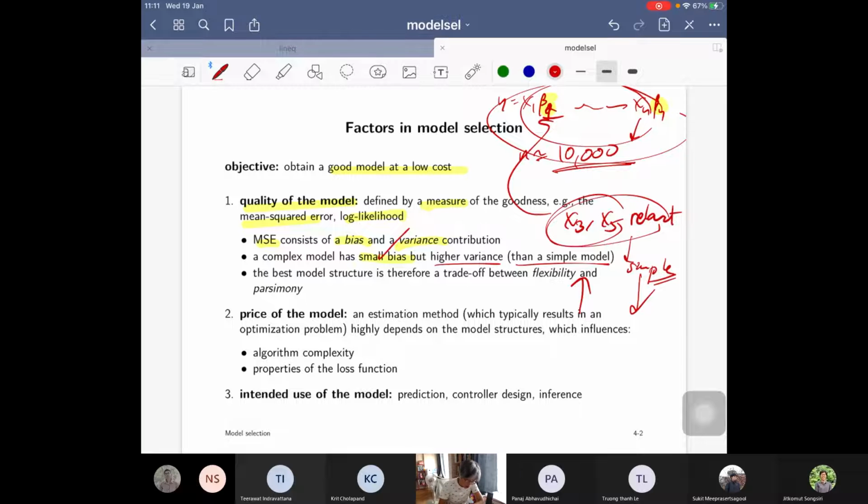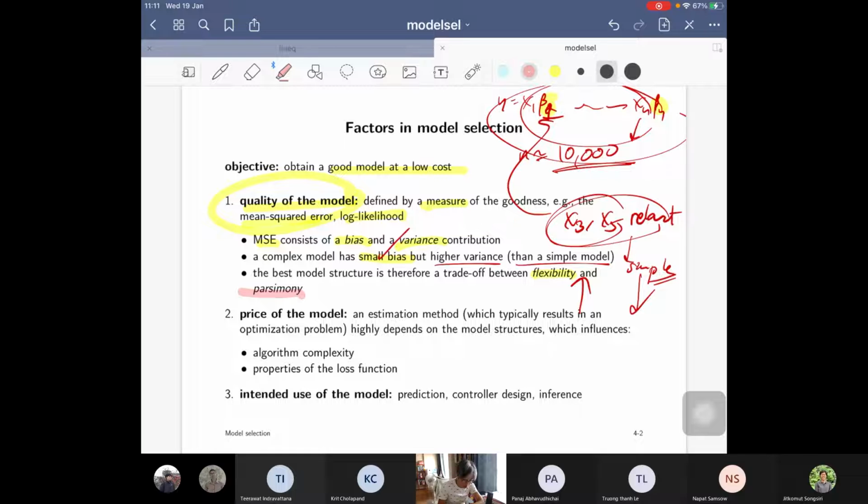So the base model structure is therefore a trade-off between flexibility, which can be explained from the goodness of fit of the model, and on the other hand, parsimony, the complexity of the model.